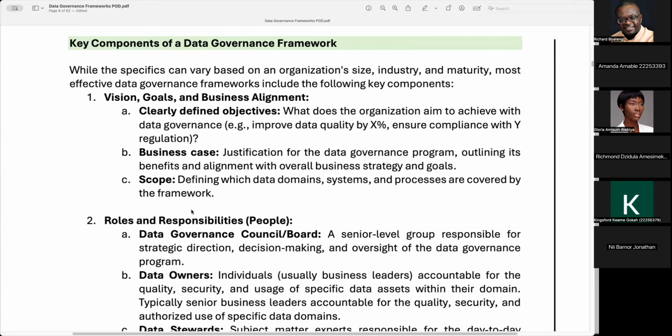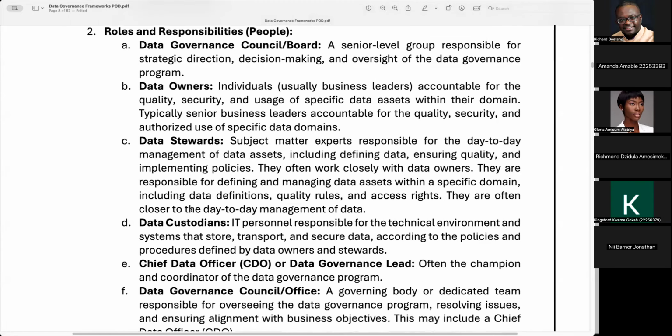And then the data owners. Right. Data owners are usually business leaders or senior subject matter experts. They are ultimately accountable for the quality, security, and appropriate usage of specific data domains. Think of them as representing the business perspective of that data. Accountable, okay. And the data stewards, they work with the owners.